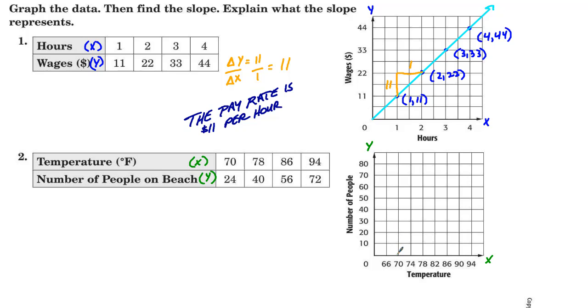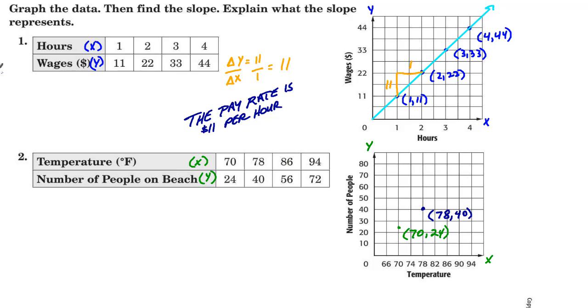When the temperature was 70, there were 24 people. That's going to be almost halfway between 20 and 30. There's my 70 degrees and 24 people. I started to write my Y first by mistake. Then I had a temperature of 78 and there were 40 people. So temperature went up to 78. Some more people showed up at the beach. That makes sense. The weather's getting nice.